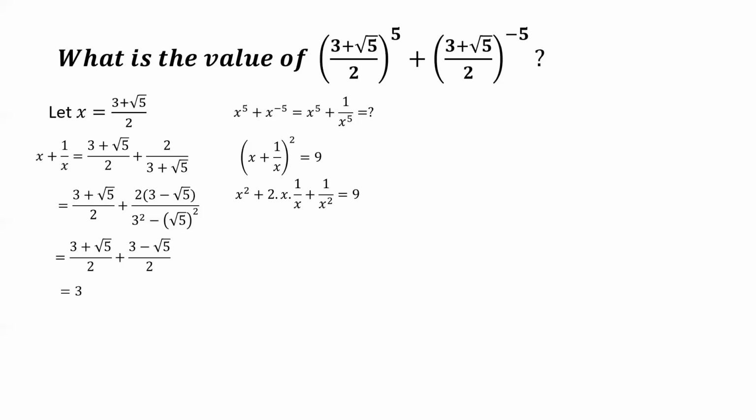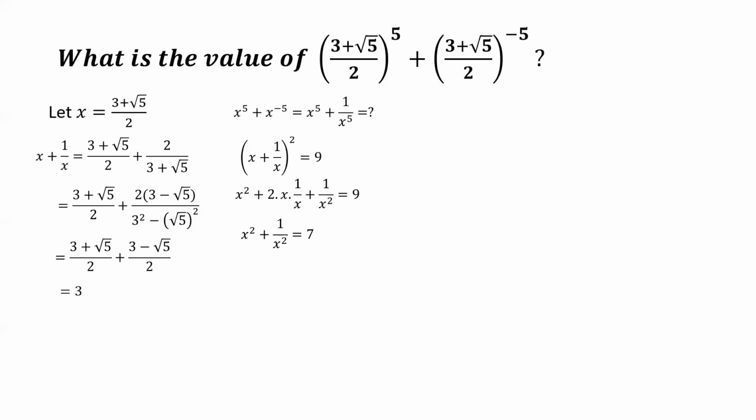And for the 2ab term, we have 2 times x multiplied by 1 by x. So the x's get cancelled out, and we are basically left with this: x square plus 1 by x square plus 2 equal to 9. If we take the 2 over to the right hand side, that becomes negative 2, so it's 9 minus 2, that's 7. So x square plus 1 by x square equals 7. Up to this point, it's pretty simple.